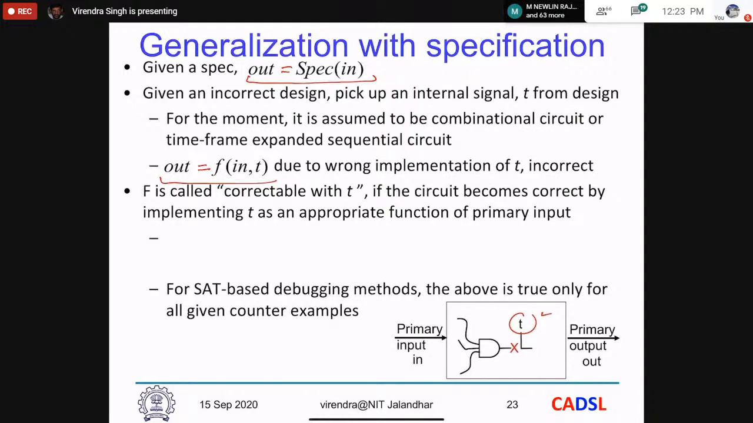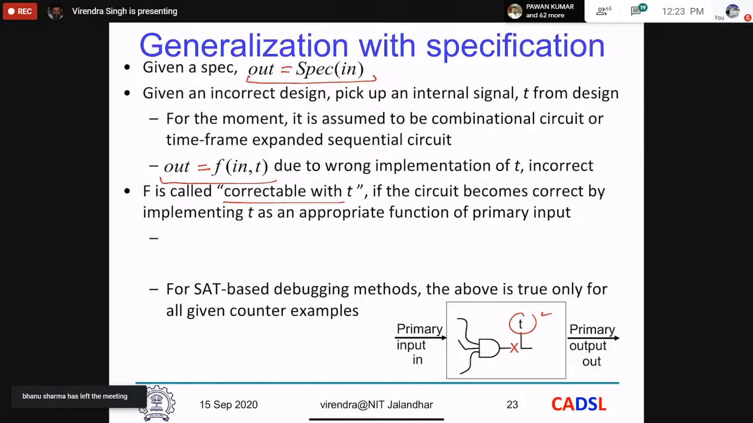So I define a design as a correctable design. F is called a correctable design with T if the circuit becomes correct by implementing T as an appropriate function of the primary input. If I can have this T as some function of the primary input, in that case I can correct this, because I can give the right input over here that can make my output correct.